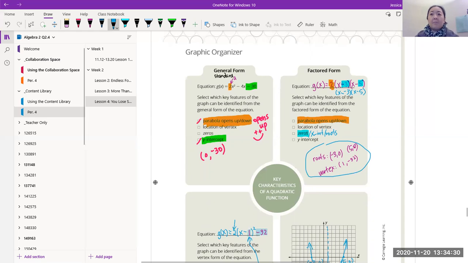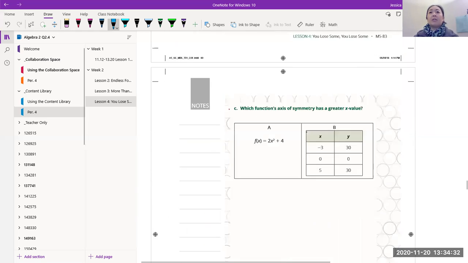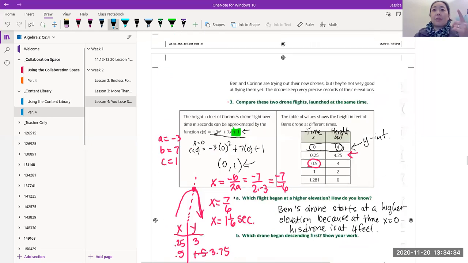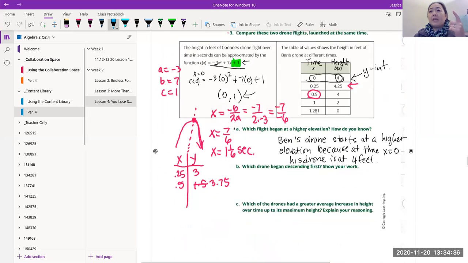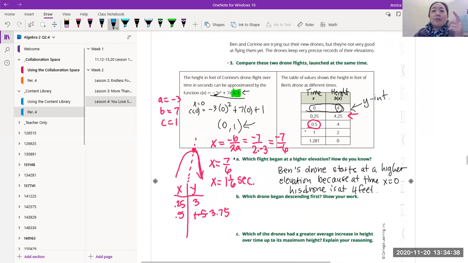Okay. All right. So we're going to go back to the other thing. Right here, page 82. So we're going to compare 2 different things. Here we have an equation, and on the right, we have a table, right? And these are 2 drones in flight, a very short flight, not a very long flight. And so Kareen's drone and Ben's drone.